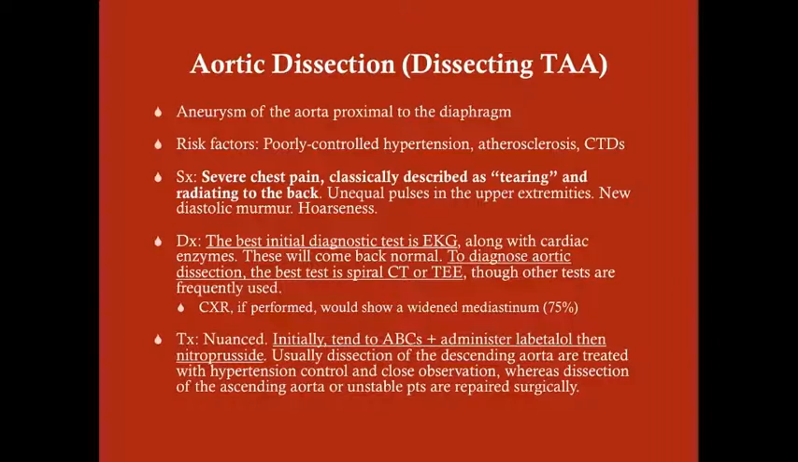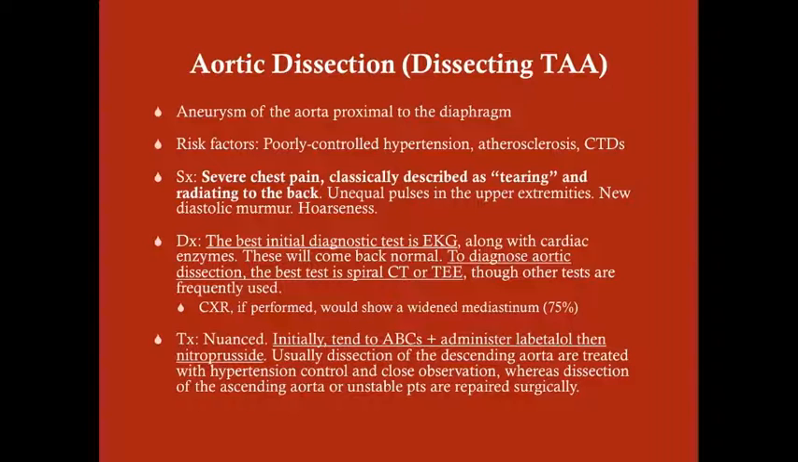Okay, symptoms, classically, and I would expect on the USMLE you'll be told this, it's severe chest pain, which is classically described as tearing, ripping, and it radiates to the back, but it can also radiate up to the upper shoulder, to the jaw, down the arm, but usually they tell you it radiates to the back.